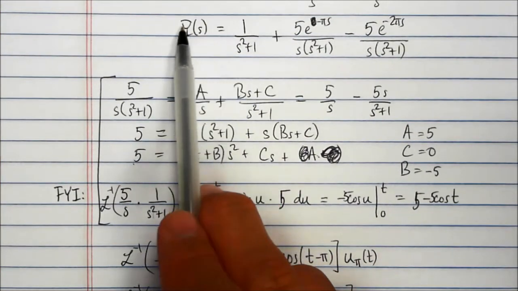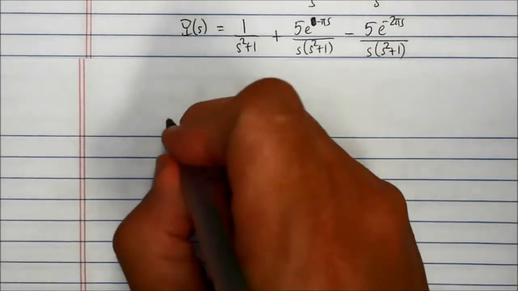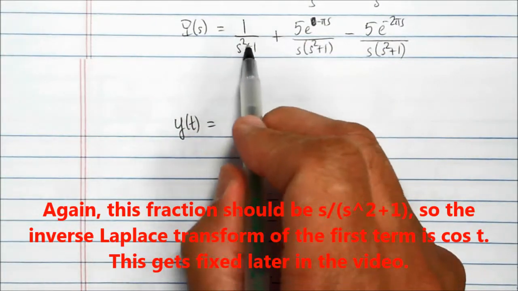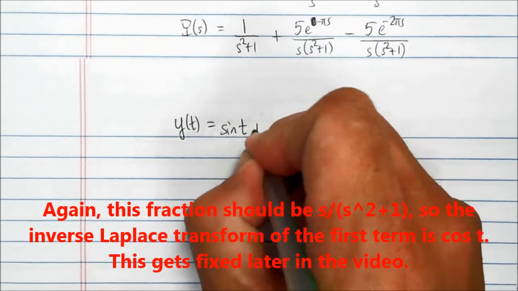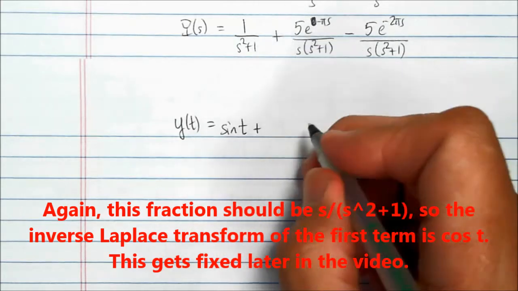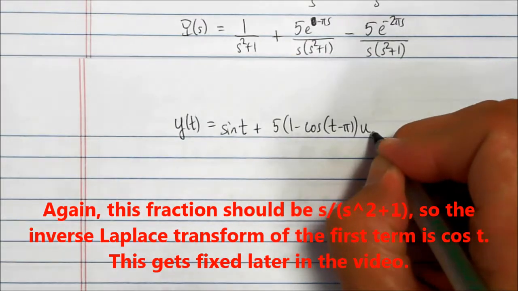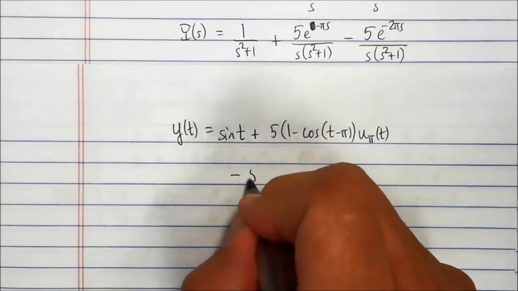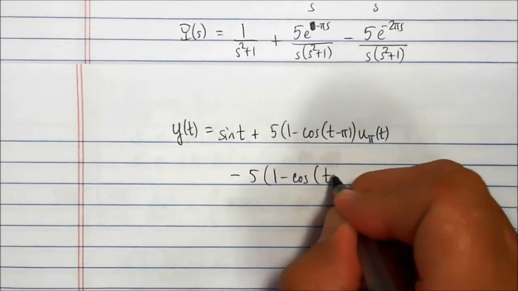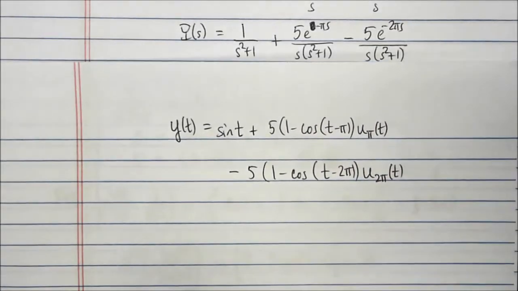So I've got all the pieces. So there's my function Y of s. And so y of t is going to be equal to, the inverse Laplace transform of this is sine t. The inverse Laplace transform of this is 5 times 1 minus cosine of t minus pi times the step function at pi. And then this last part is going to be minus 5, 1 minus cosine of t minus 2 pi times the step function at 2 pi. And so that's the answer.